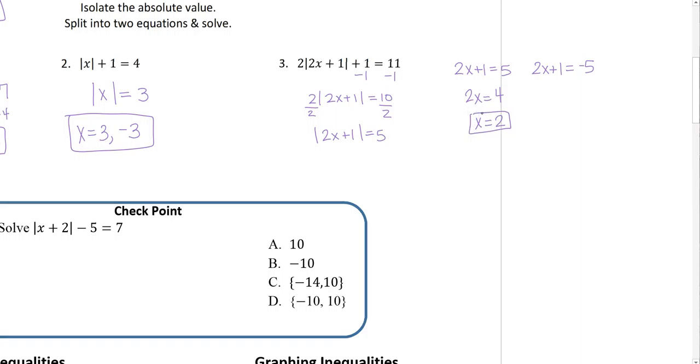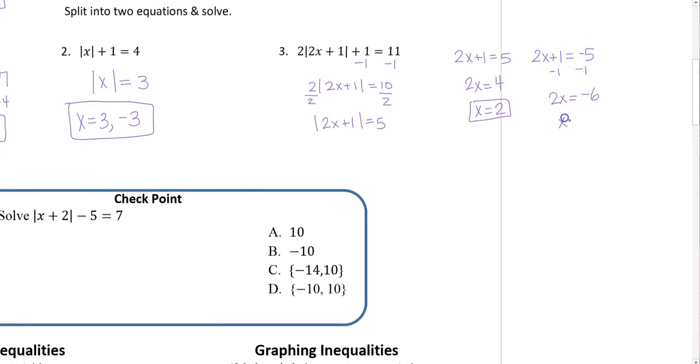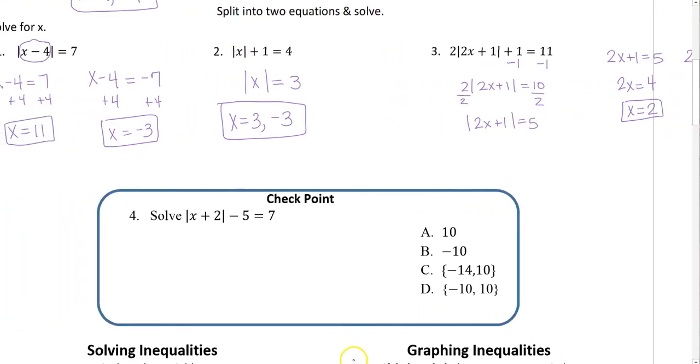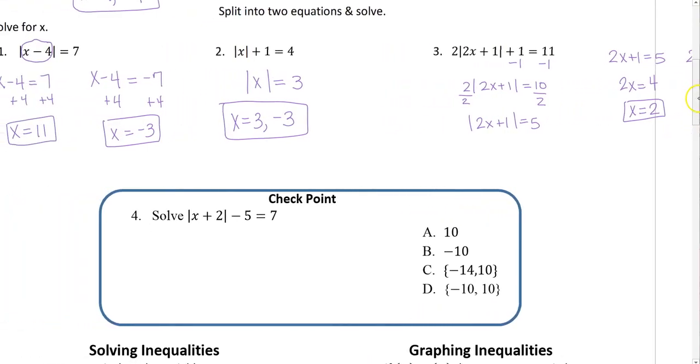In the second equation, we will subtract 1 and we get 2x equals negative 6 because you're becoming more negative here. Divide by 2 and you get x equals negative 3. Again, we get two solutions. The only time that you're only going to get one solution is if you have an absolute value set equal to 0 at some point.